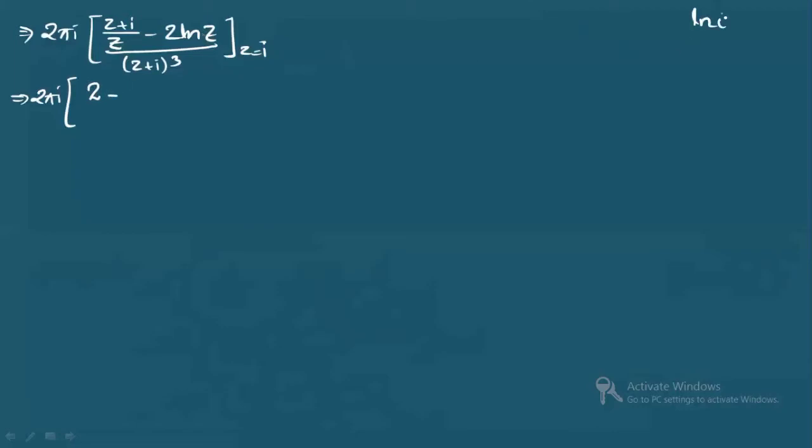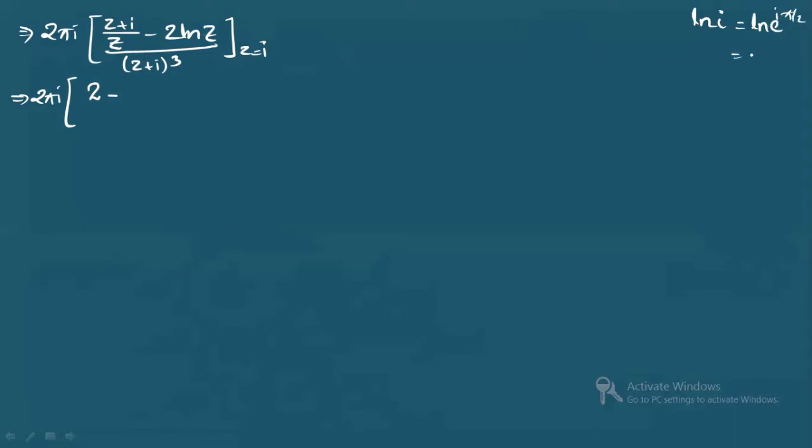Here you are having what? (z + i)/(z − 2) ln z / (z + i)³ at z = i. So now see here, this is 2πi. When you put z to be i, you will have 2i by i, so here you will have only 2. Minus, this is ln i. So ln i can be written as ln e to the power iπ/2.